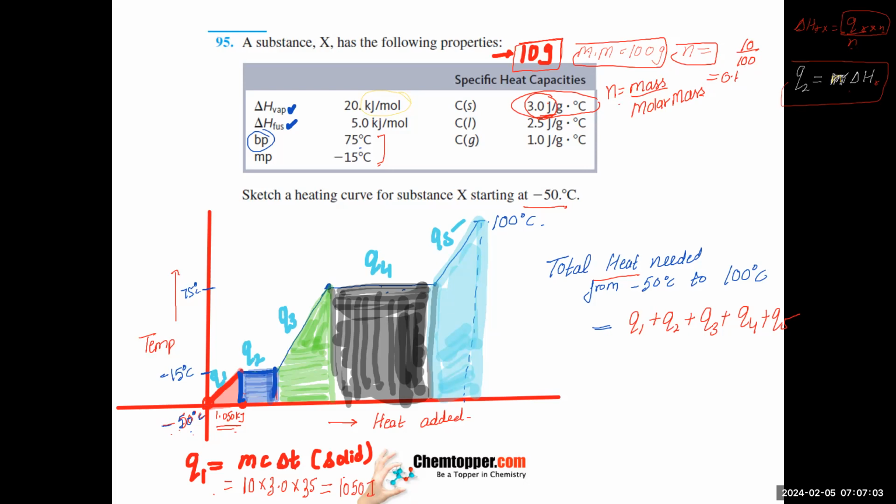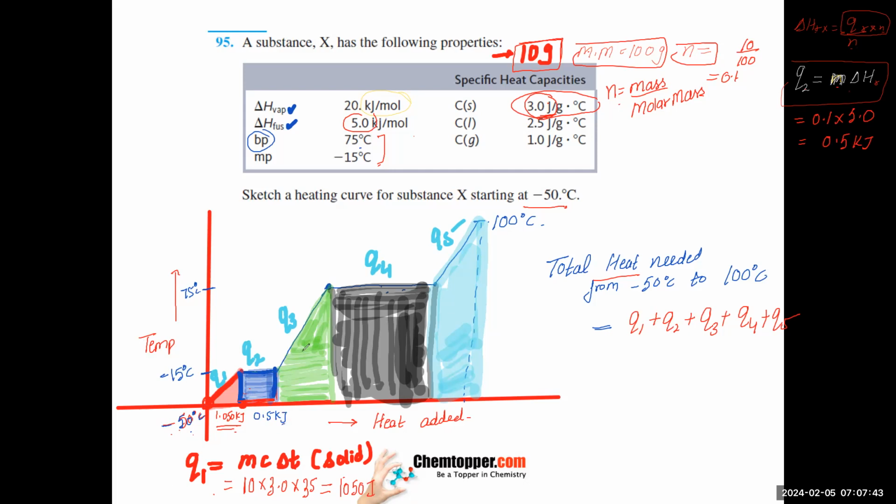Okay. So now I'm calculating Q2, which is called delta H of fusion. So it is N, which is 0.1, times delta H of fusion, which is given here, 5.0 kilojoules per mole. And this is in kilojoules, so I'll get Q2 in kilojoules. So it is 0.5 kilojoules. So this heat is Q2, which is 0.5 kilojoules. Agreed?